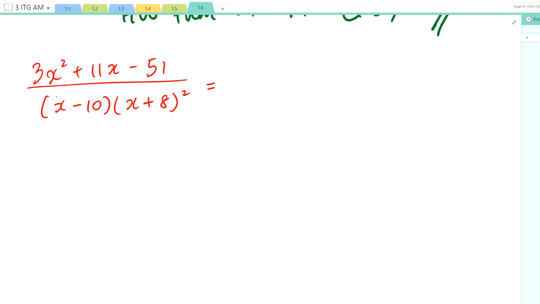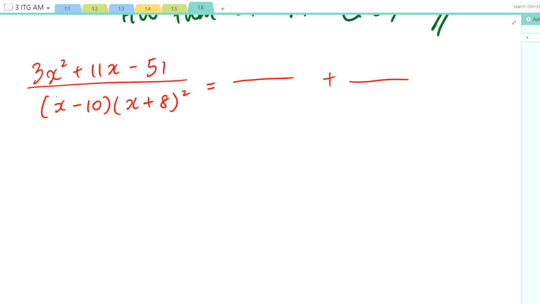Why? Because when you expand the denominator, the degree is 3. So this is a proper fraction, so I can go ahead and separate them. If it is an improper fraction, we need to do long division first. Now, what happens in the denominator? What should I put in the denominator?